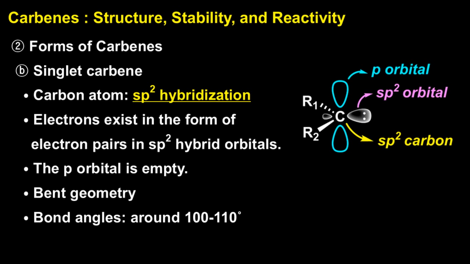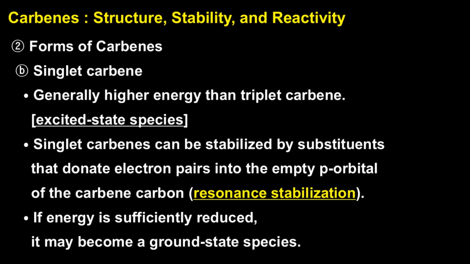Let's start with singlet carbenes. In this case, the carbon is sp2 hybridized, and the lone pair sits in one of the sp2 orbitals. There's also an unhybridized p orbital, usually empty, but it can sometimes accept electrons from nearby groups. Because of this setup, the geometry ends up being bent, not linear, with bond angles around 100 to 110 degrees.